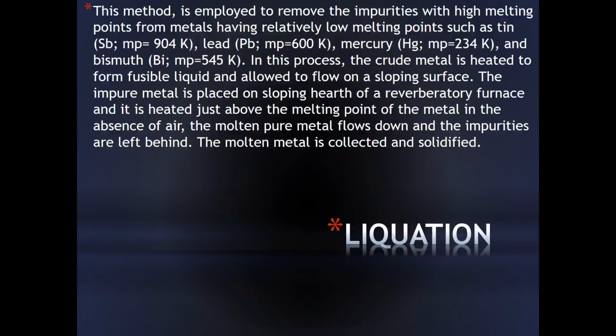The impure metal is placed on the sloping hearth of a furnace and heated above its melting point in the absence of air. Now what happens? The molten pure metal flows down and the impurities are left behind on the furnace itself. Now the molten metal is collected and solidified. This is the process in liquefaction.